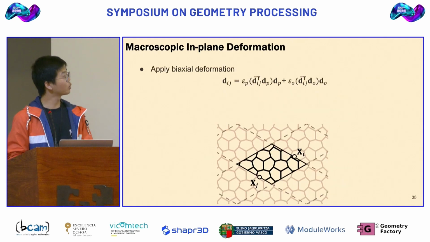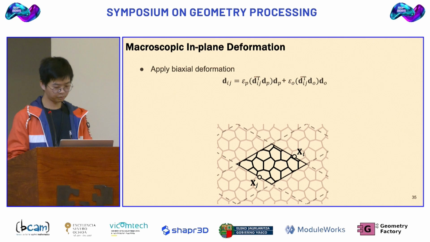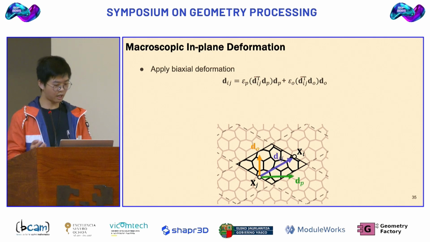So with the in-plane periodic boundary condition defined, how could we deform the material? The idea is that we can directly change the translation vector that we just defined to deform the tiling. For biaxial deformation, we have the principal deformation direction and its orthogonal direction, which are dp and do. For target deformations in these two directions, epsilon p and epsilon o, we can easily stretch the deformation in these two directions and combine them together to get the final translation dij. This allows us to deform the material with the corresponding target strain that we applied.